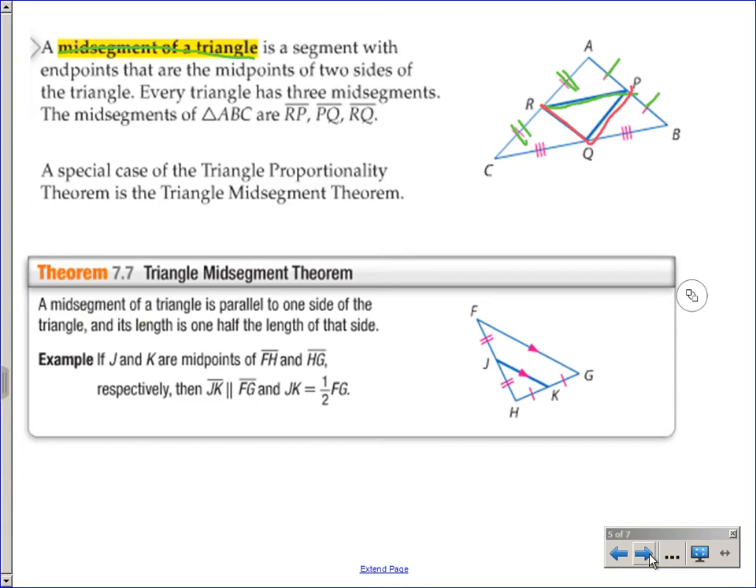And the really cool thing about this is that a midsegment of a triangle is parallel to one side of the triangle, and its length is half of the length of that side. So what that means is, from J to K, this measure here is half of F to G. So any midsegment you have, you can find the length of the side of the triangle by doubling the midsegment length. So let's apply this.